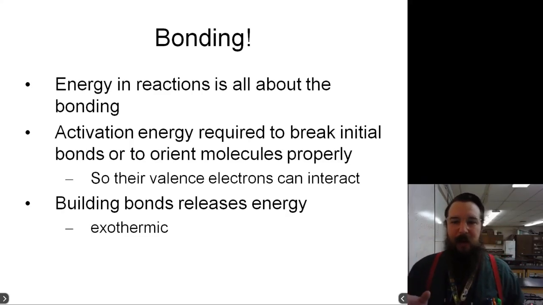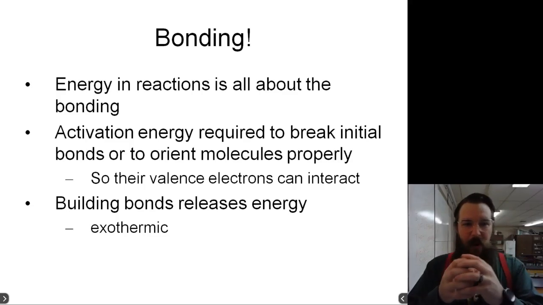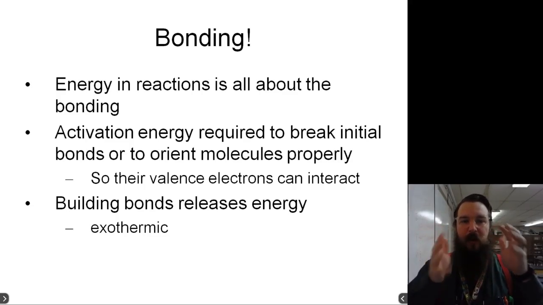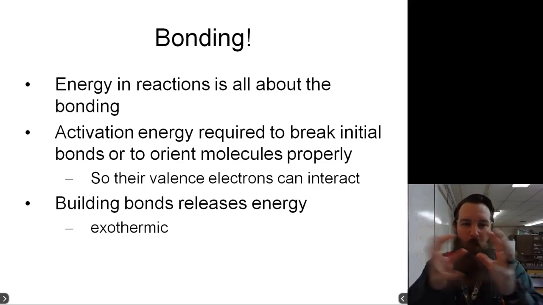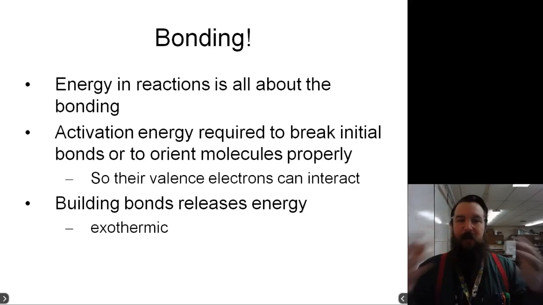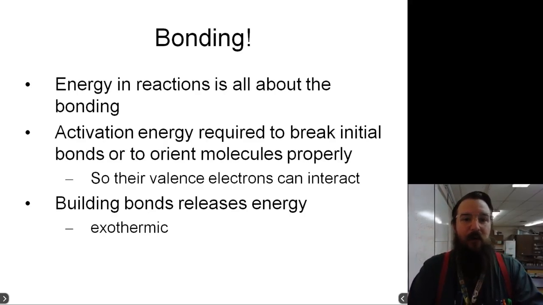So it tends to be when you're making a lot of little tiny products. So you've got a big molecule, you can break a few bonds, and you're going to make a whole bunch of bonds in the product, a bunch of little stuff. That's going to release a bunch of energy. That's generally how an exothermic reaction tends to look.